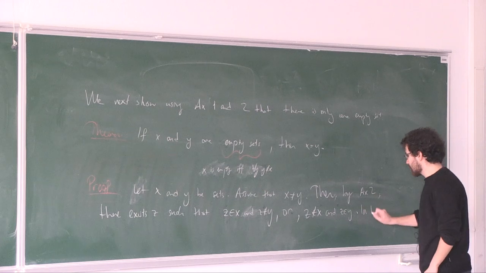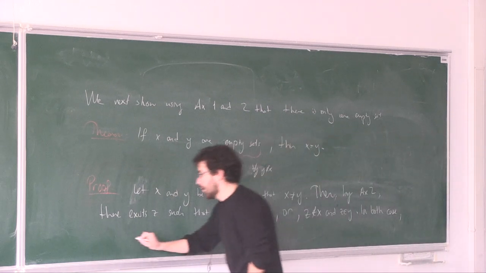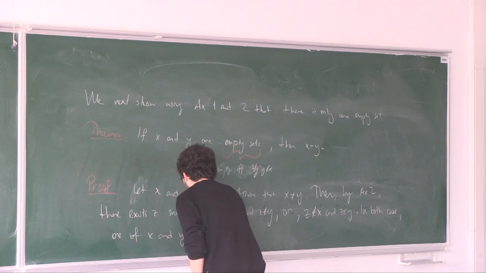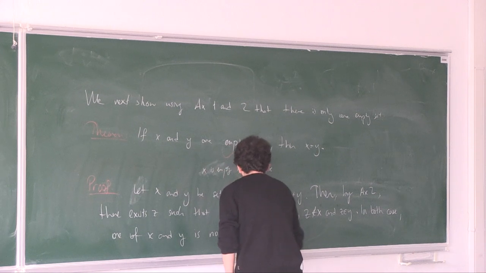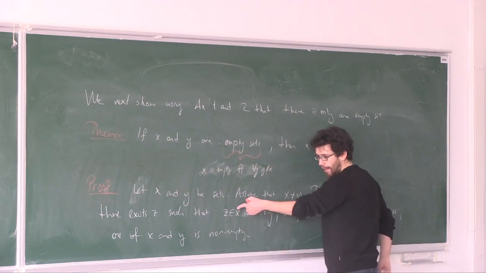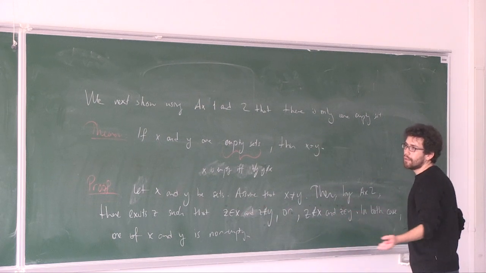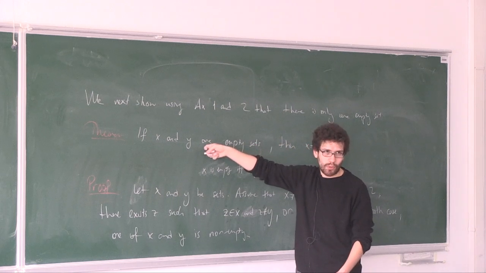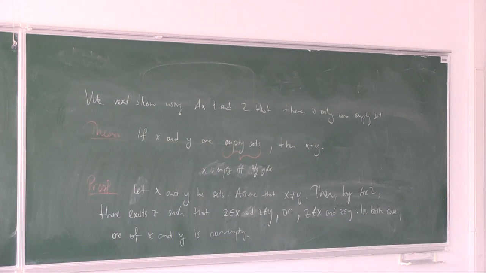In both cases, one of X and Y is non-empty. If we're in this case, then X is non-empty. If we're in this case, then Y is non-empty. So whenever this is false as well, they're not empty at the same time. Okay. That's good.